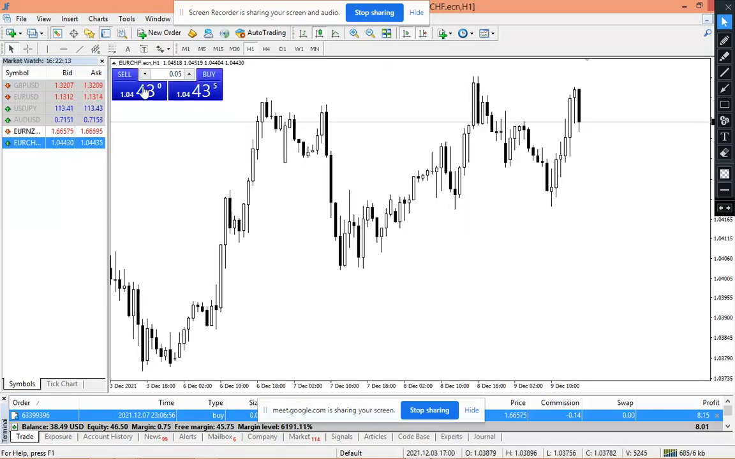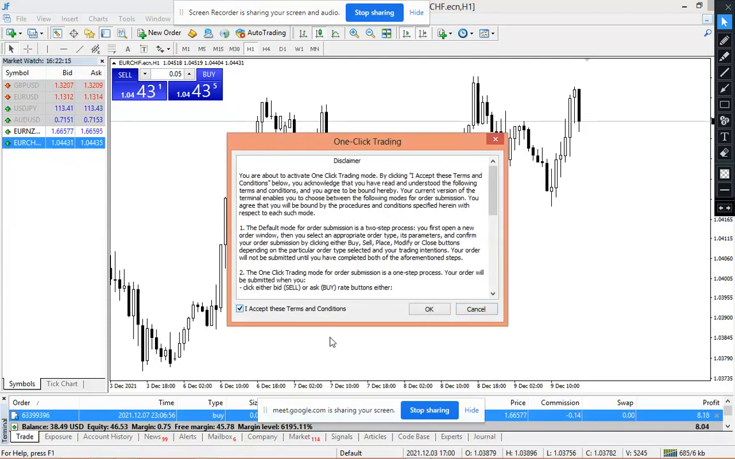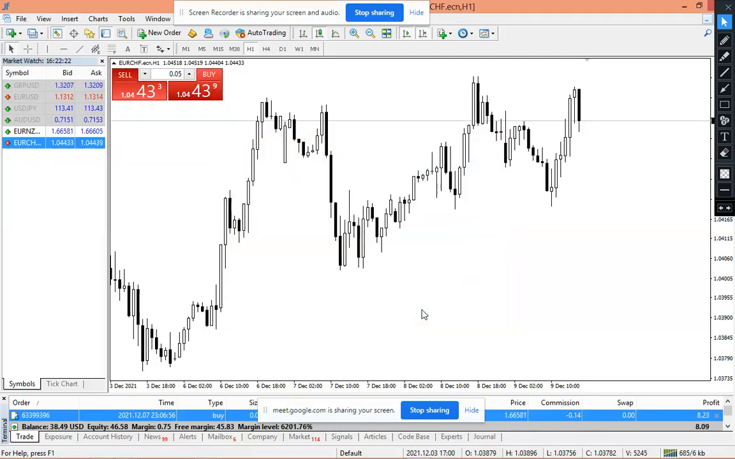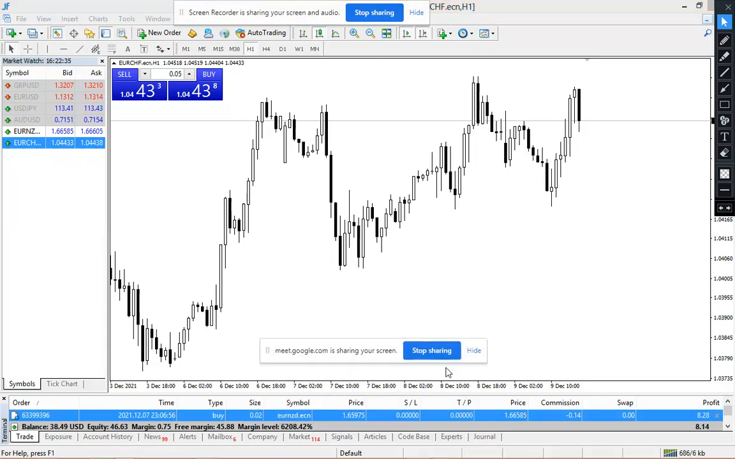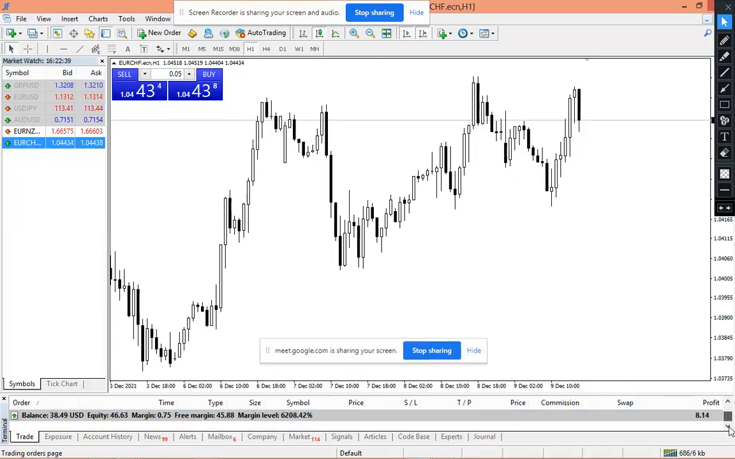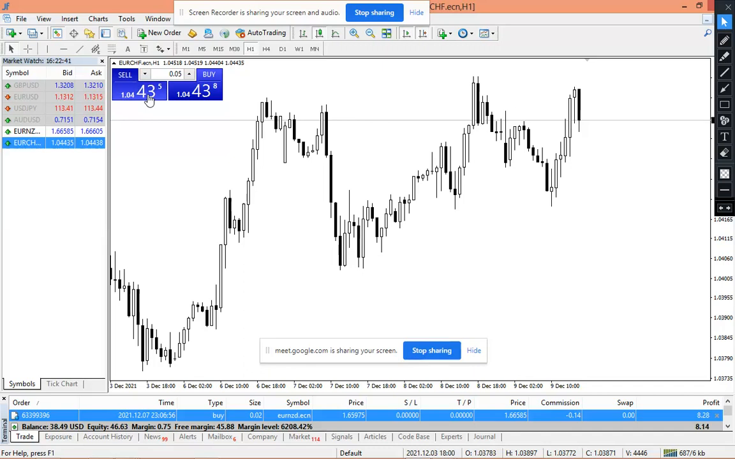Euro CHF, I will sell this trade. At least I want to take one more trade. After this trade, I'll take one more trade. So I have executed my trade on Euro CHF. Okay, so I have executed my trade on Euro CHF.